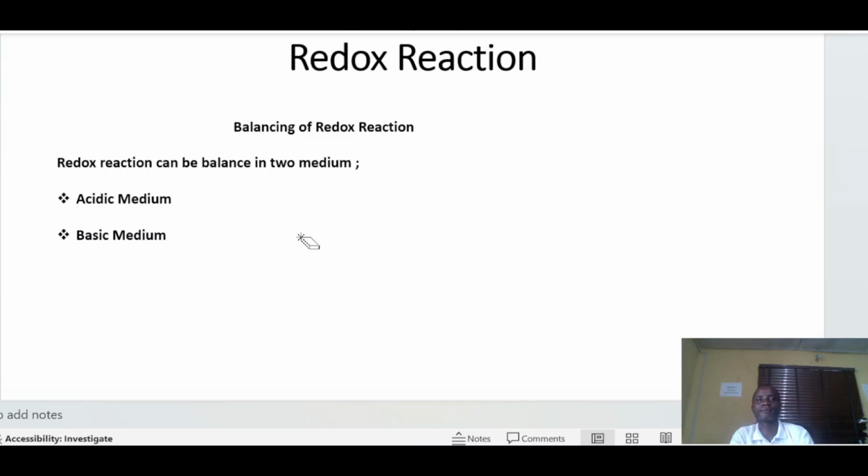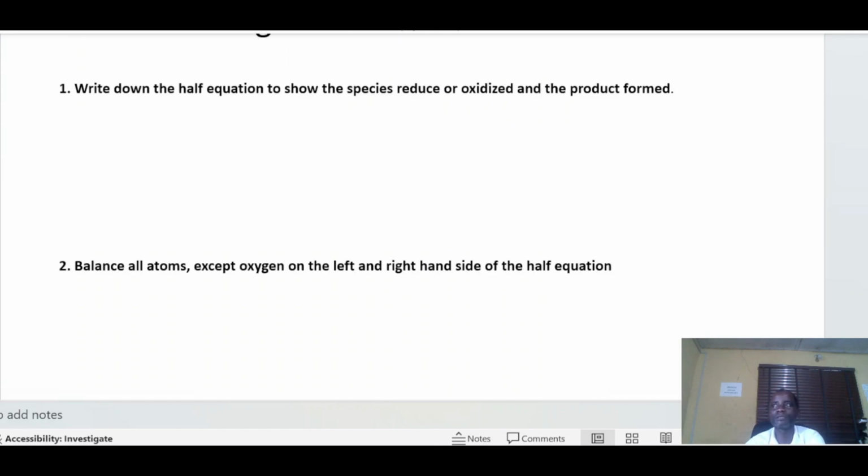Now, in balancing of redox reactions, there are two mediums in which a redox reaction can be balanced. The first one is acidic medium, while the second one is basic medium. What I'm trying to say here is that there are two ways in which the redox reaction can be balanced. But let's look at the principles that are involved in acidic medium, the basic principles of balancing an ionic equation in acidic medium.